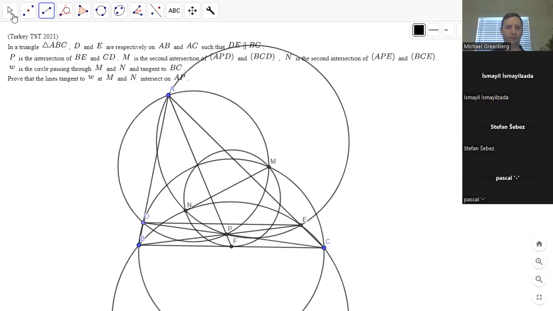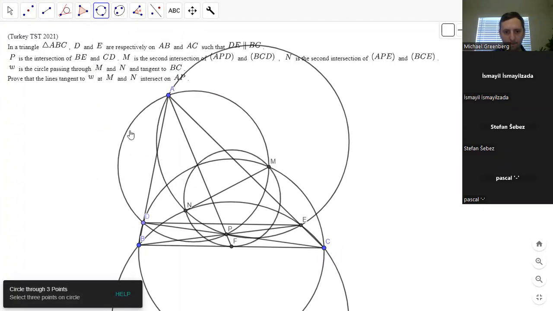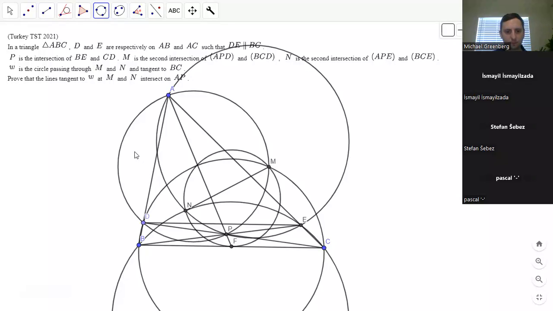So we want to show that this circle's tangent to BC. So I just found something else which is important. And that is just that we can notice N is the Miquel point of FPEC. So that means that BPFN is cyclic. All right. And then it just looks better for the angles.